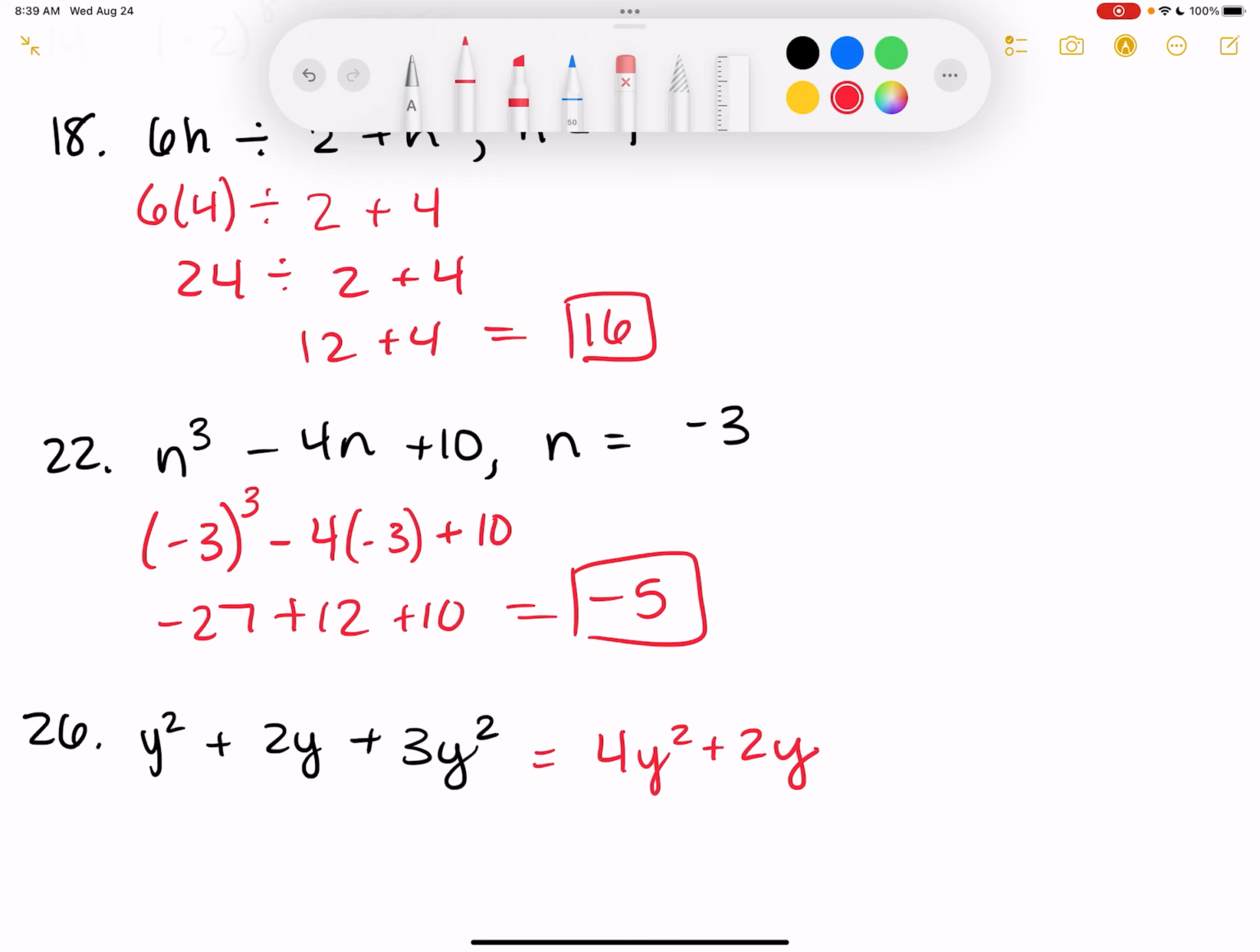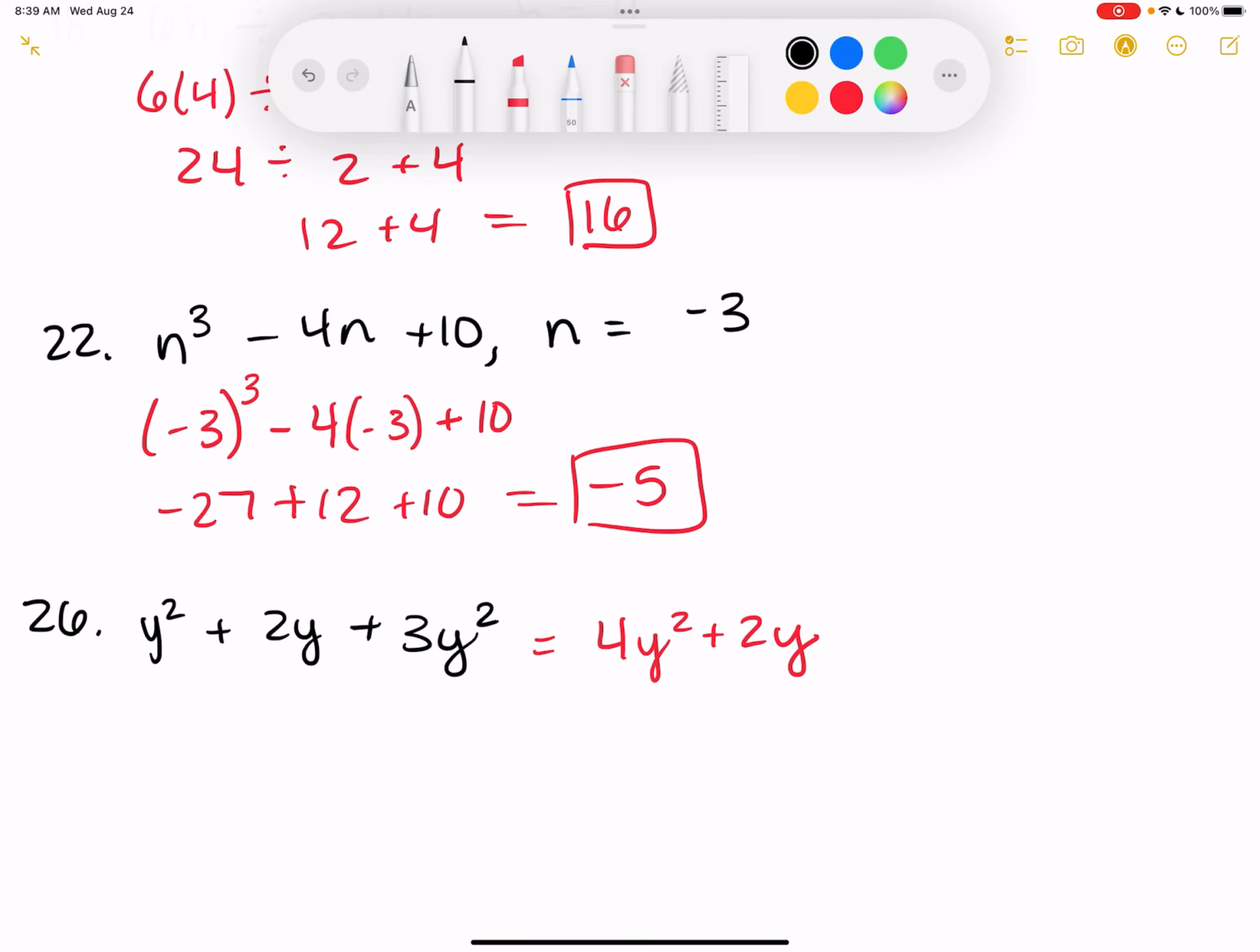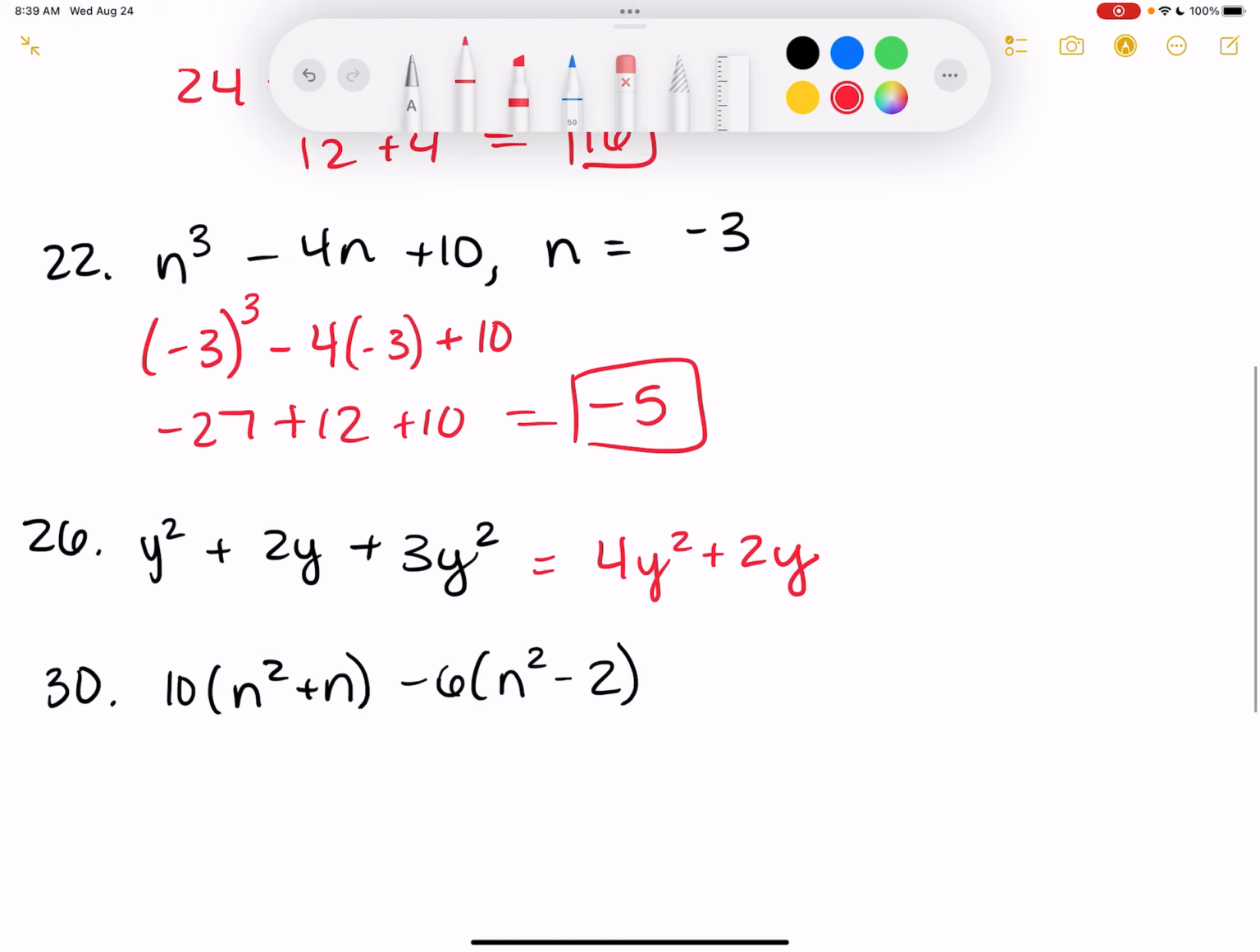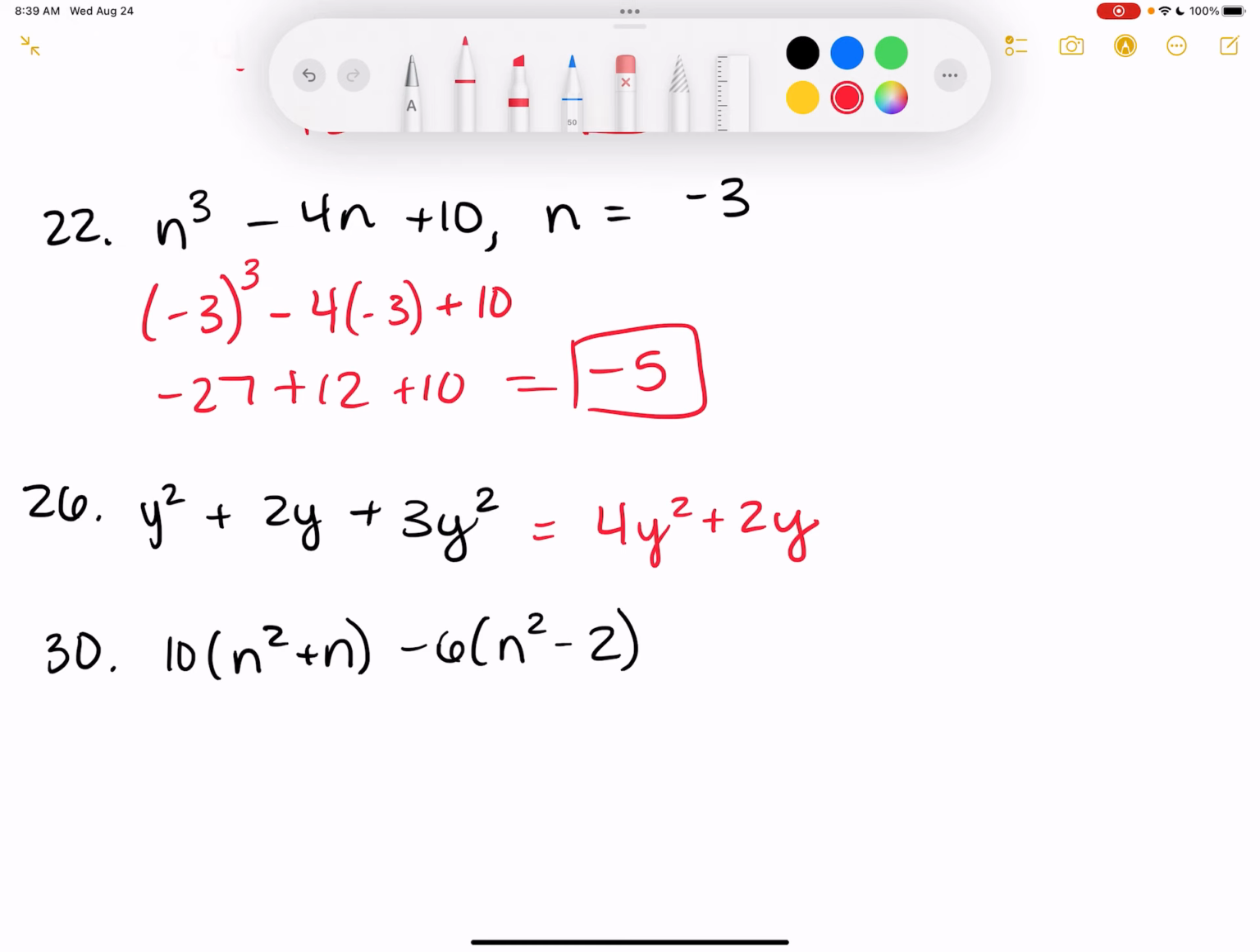Okay, now the next one you would need to show me at least one step. You can't just completely skip it. So 30, we have 10 times (n squared plus n) minus 6 times (n squared minus 2). So what's my first step here? Distribute. Okay, so I would have 10n squared plus 10n minus 6n squared plus 12.